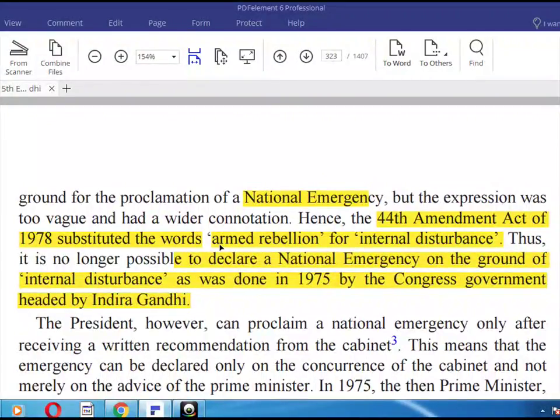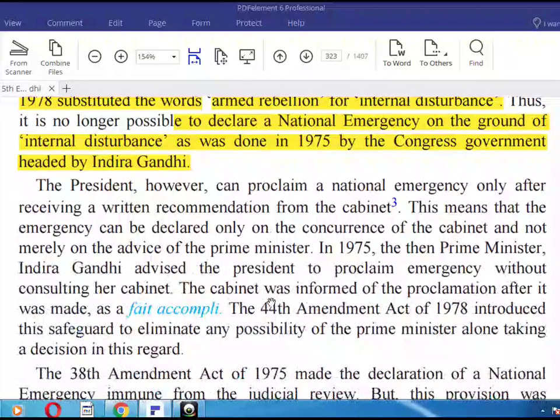So, the 44th Amendment Act of 1978 substituted the words armed rebellion for internal disturbance. Thus, it is no longer possible to declare a national emergency on the grounds of internal disturbance, as was done in 1975 by the Congress government headed by Indira Gandhi.